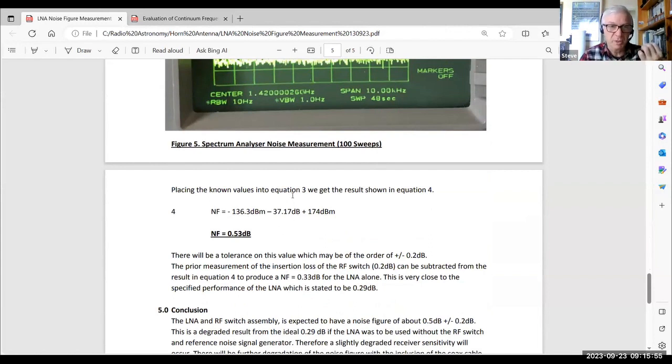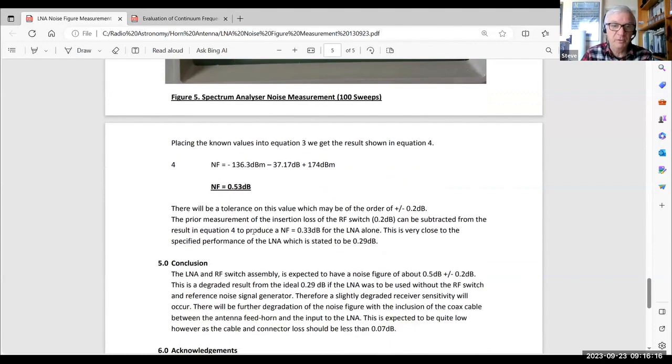The gain I measured separately with a fairly accurate substitution method, again using a good quality signal generator and the same spectrum analyzer. I got very good gain, almost exactly as specified for that amplifier, 37 dB. And you get 0.53 dB. Now, that's a good figure. I'm quite happy with that figure.